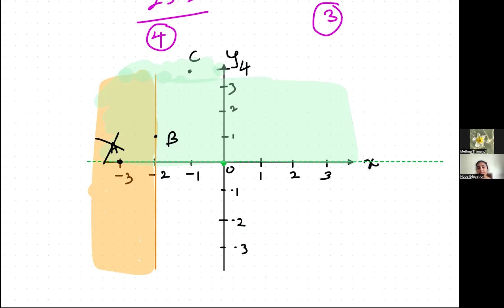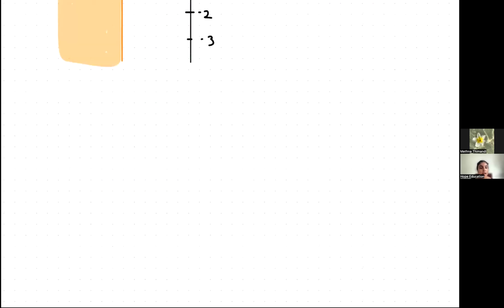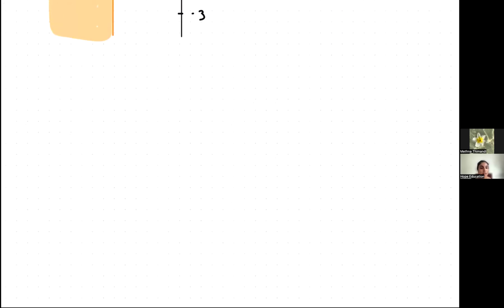So B, yes. C? No. No, correct. Then 25.3, okay, I asked you to do the third one, right? Again, let me draw the Cartesian plane. Coordinates of 3 points which satisfy both the inequalities.